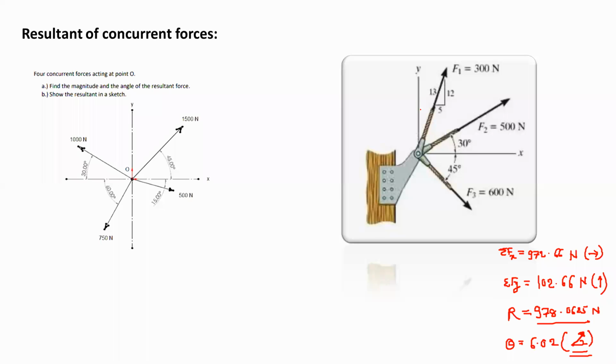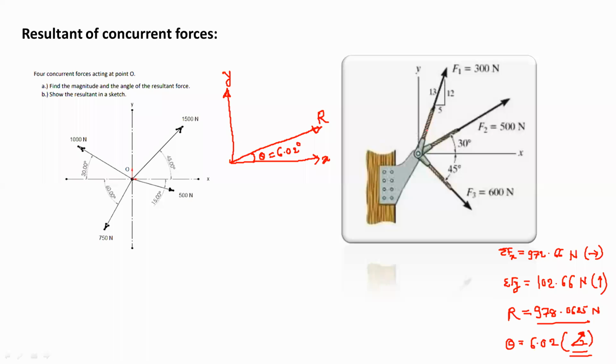So resultant, if you want to show this on this diagram, this is the x and y axis, and this is the resultant force. So resultant means what? We want to replace forces F1, F2 and F3 by a single force, that is nothing but the resultant R. And this angle of the resultant, theta with respect to x-axis, is equal to 6.02 degrees. So I hope this concept is clear.